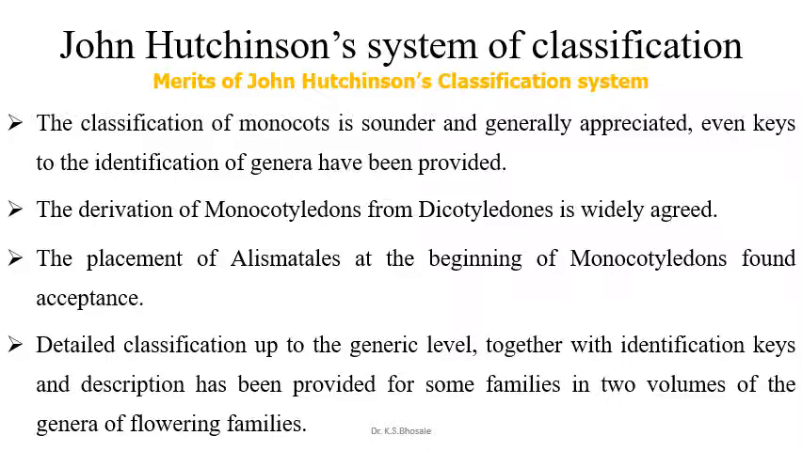The classification of monocots is sounder and generally appreciated. Even keys to the identification of genera have been provided with this system. The derivation of monocotyledons from dicotyledons is widely agreed. The placement of Alismatales at the beginning among monocotyledonous families found acceptance by contemporary scientists and workers. Detailed classification up to the generic level, together with identification keys and descriptions, has been provided for some families in two volumes of The Genera of Flowering Plants.